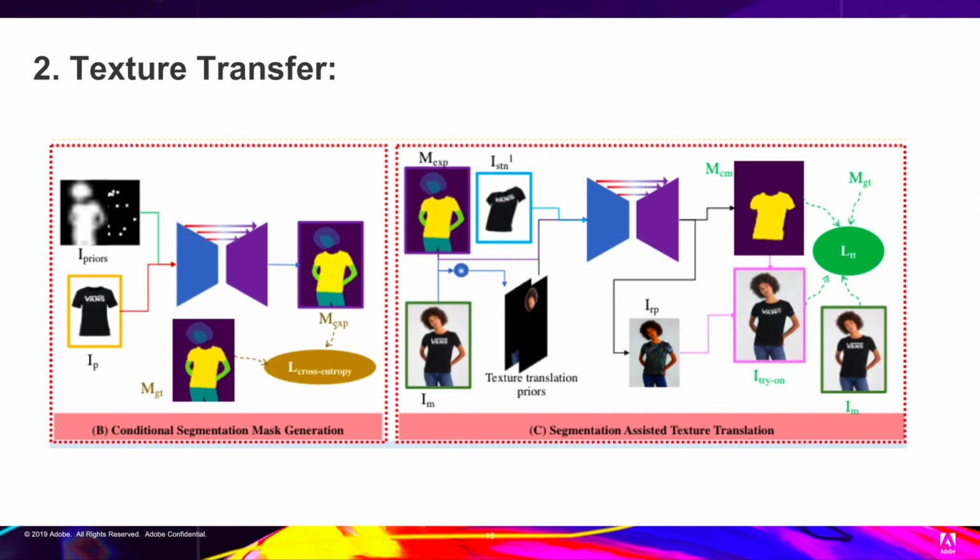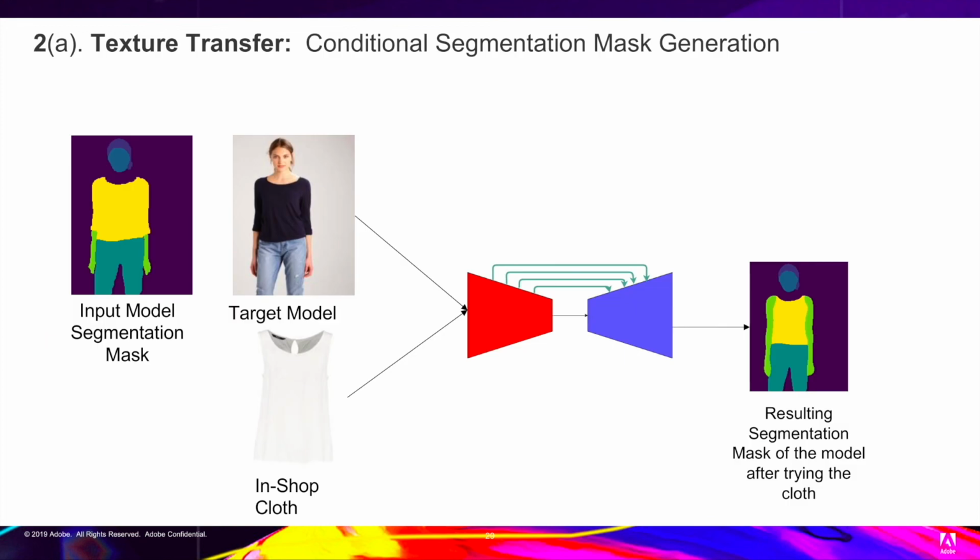Next, to better handle artifacts during the texture transfer process, we break down this phase into 2 steps. The first step, which we call the conditional mask generation, uses the segmentation mask of the target model and the image of the in-shop cloth to predict the resulting segmentation mask of the model after trying on the cloth. This mask is used as a prior to condition the final synthesis process of the try-on output.